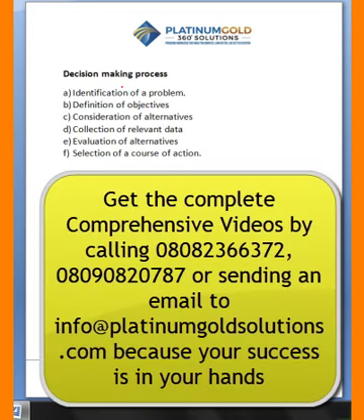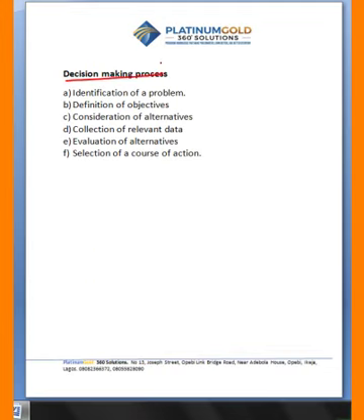Now, if you're going to make a decision, there are procedures. The first thing is you should be able to identify what the problem is. What do you want to do? What are the problems? Define your objectives. How do you get this done? Then consider the options that are available.